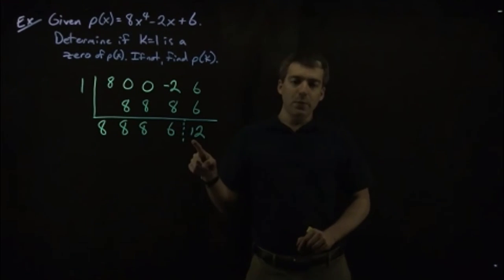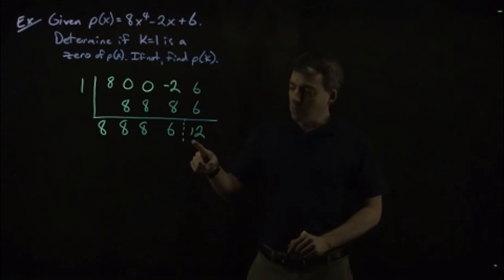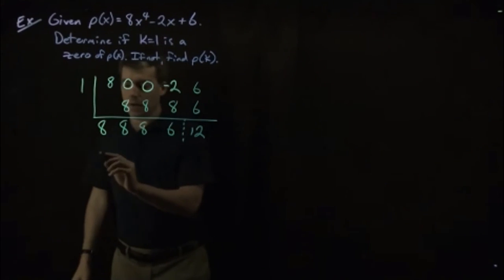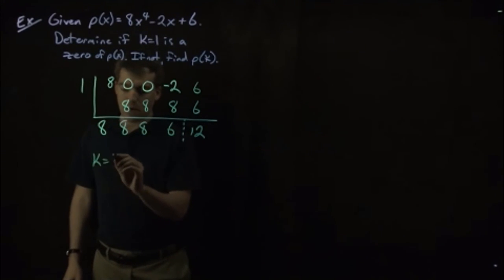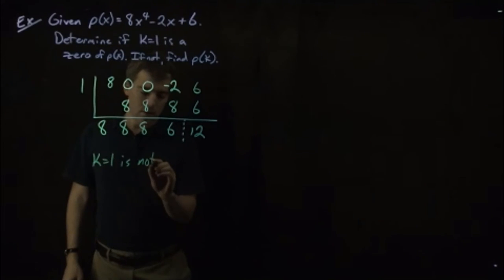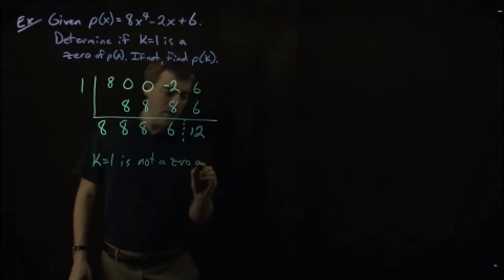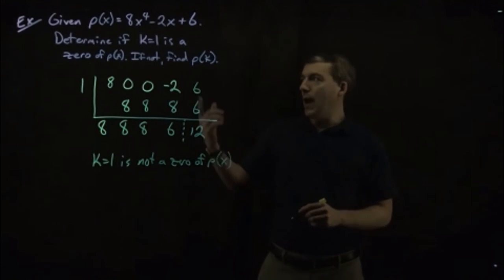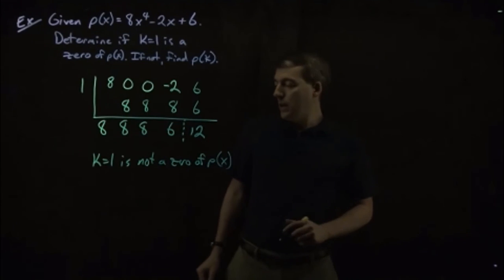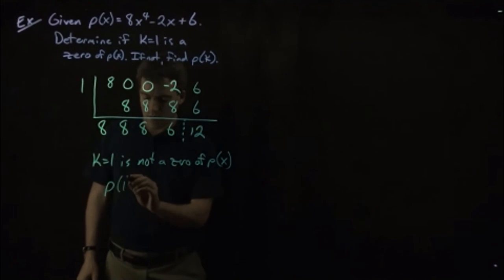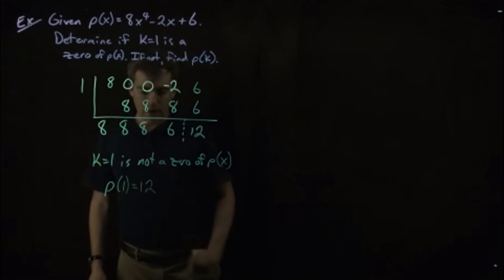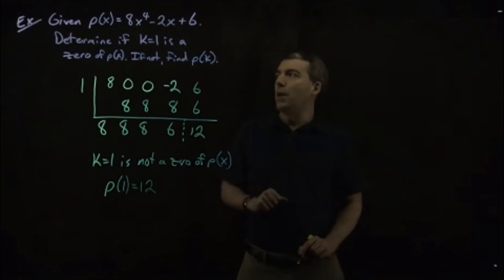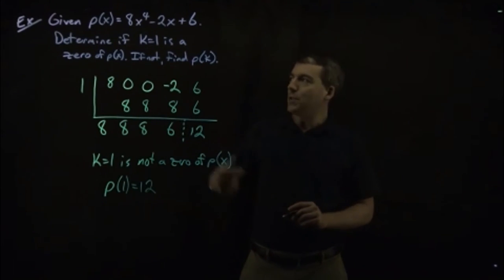All right, so since the remainder is not 0, we know that x equals 1 is not a zero of p of x. But then by the remainder theorem, we know that p of 1 is 12. And we can see that's true if we evaluate this polynomial at 1. We'll see that it is indeed 12.